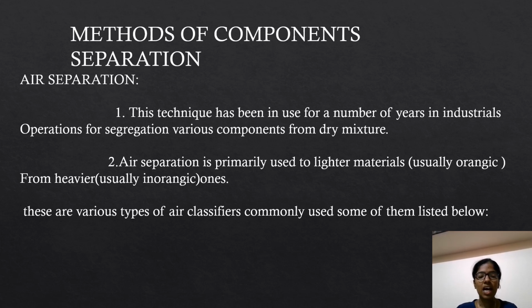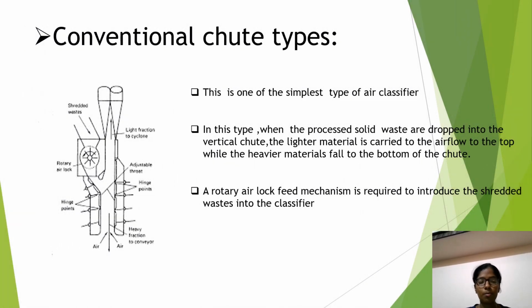This is a technique that has been used for a number of years in industrial operations for segregation of various components from a dry mixture. Air separation is primarily used to separate lighter materials from the heavier, usually inorganic ones. These are the types of air classifiers commonly used. Some of them are listed below.